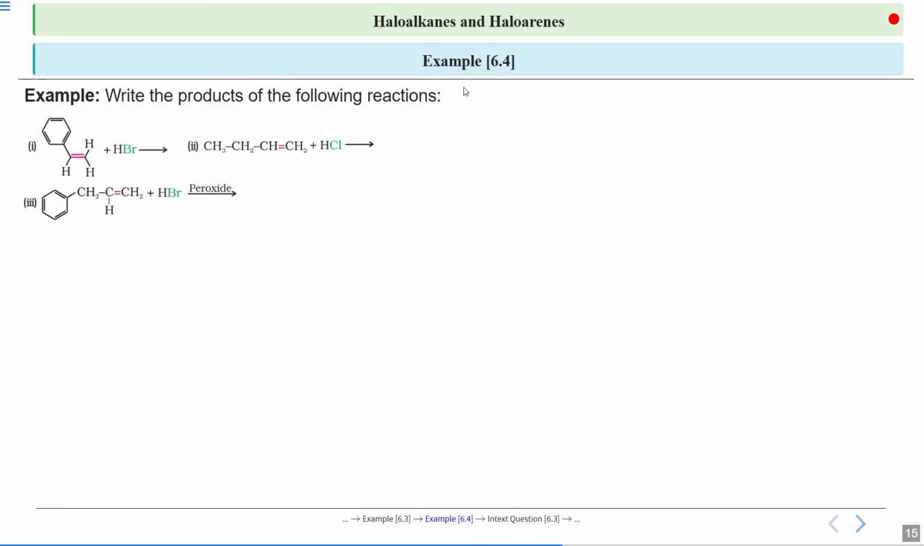Let's solve another example. Example 6.4. Write the products of the following reactions. So we have given some reactions. The first reaction is between the alkene and HBr. You have to tell the product. Second reaction is again between the alkene, you can say butene, plus HCl. Then you have to tell the product. And the third reaction is again the alkene plus HBr in presence of peroxide. So you have to tell the products of these three reactions. You have given some time. Try to solve this question and then we will see the answer.